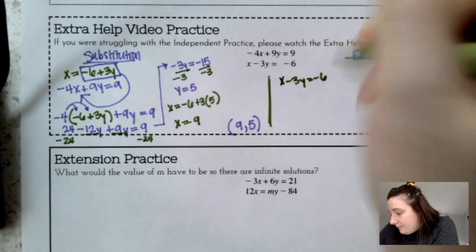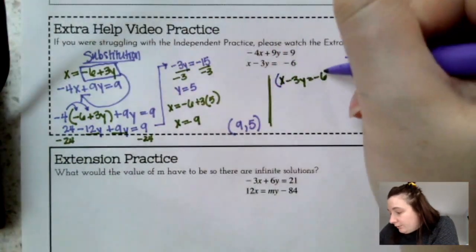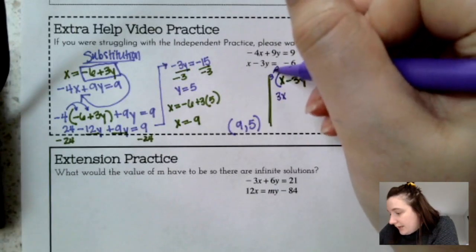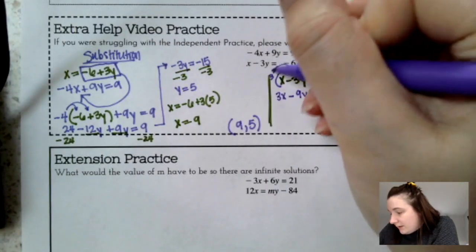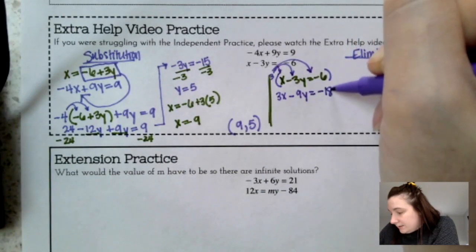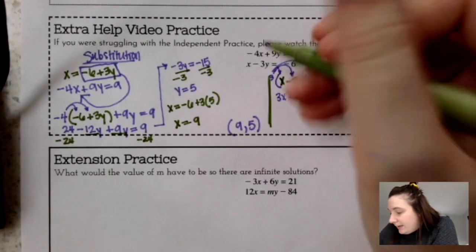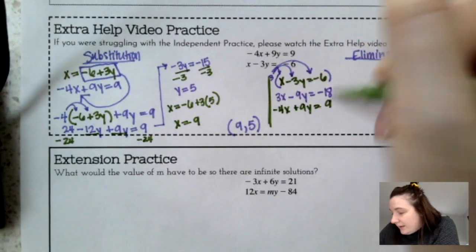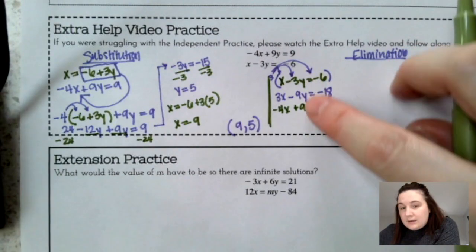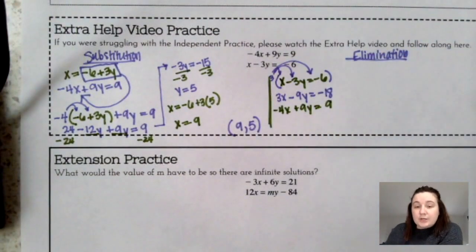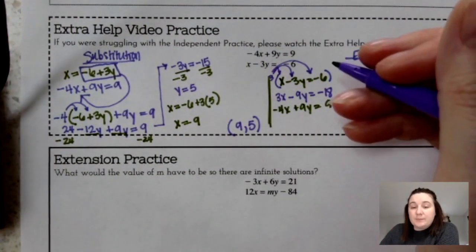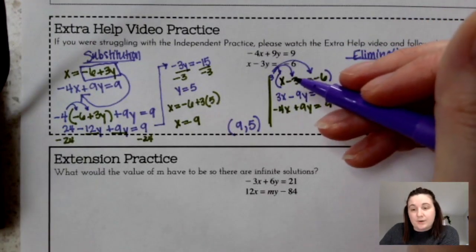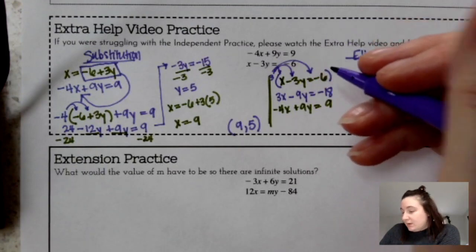Your values you thought were going to cancel should end up canceling once you line it up. If they don't, you made a mistake in what to multiply by, so you can go back and redo that part. Now I can go ahead and add these, and I get negative 1x equals negative 9. Divide by negative 1 to get positive 9, which is good because that's what we have over here, so it's making me feel pretty confident in my answers.